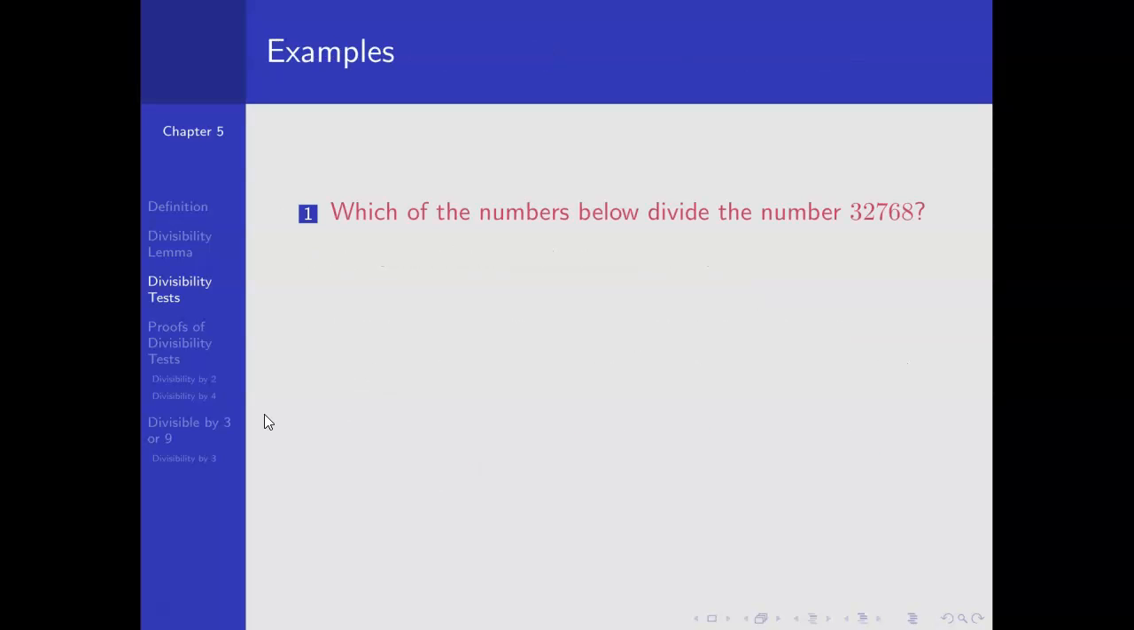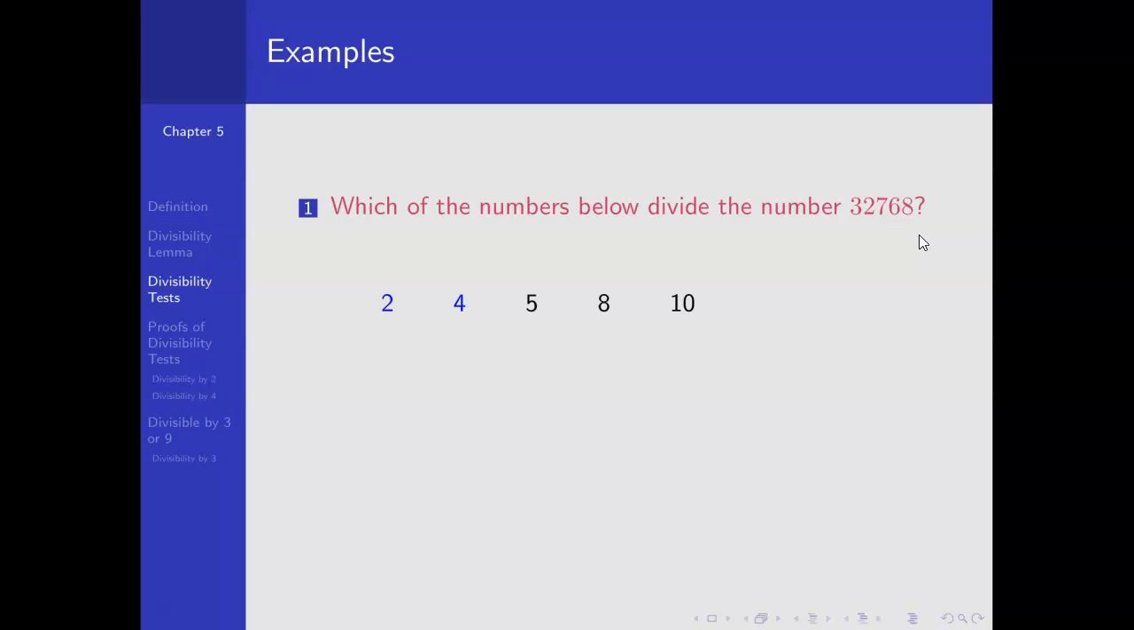Okay, some examples. So which of the numbers below divide the number 32,768? So we're going to look at 2, 4, 5, 8, and 10, going back to our divisibility tests that we were just looking at. So to be divisible by 2, the last digit has to be a 0, 2, 4, 6, or 8. The last digit is an 8, so this number is divisible by 2. To be divisible by 4, if we look at the last 2 digits, which is 68 as a number, that is divisible by 4. So that means 32,768 is also divisible by 4.